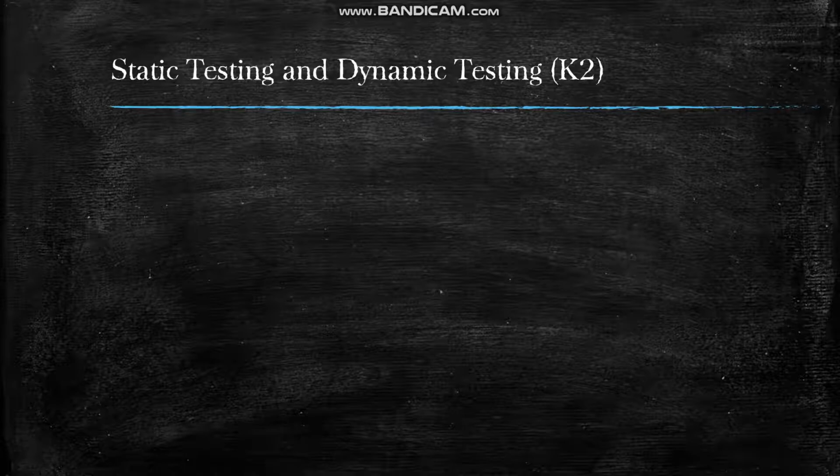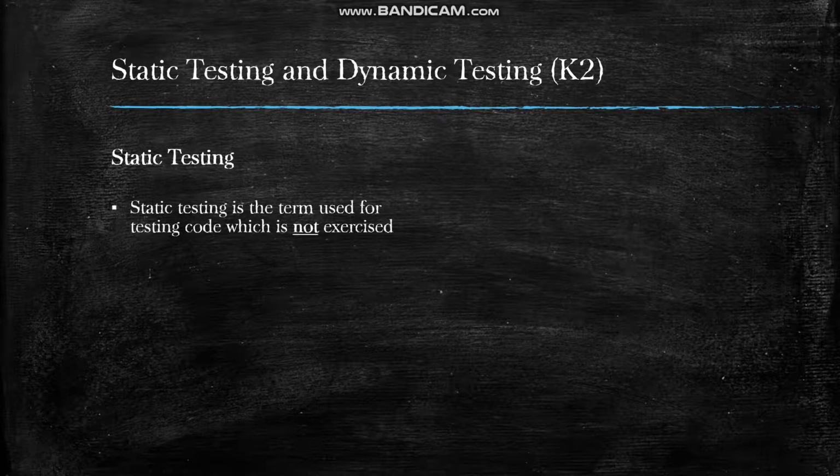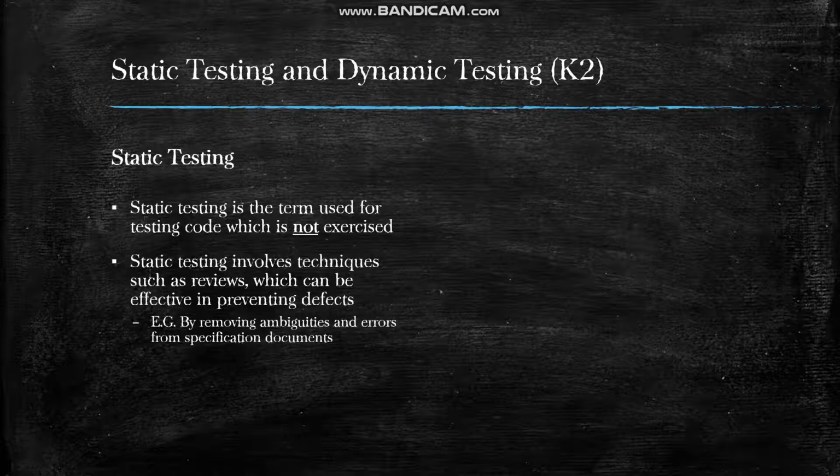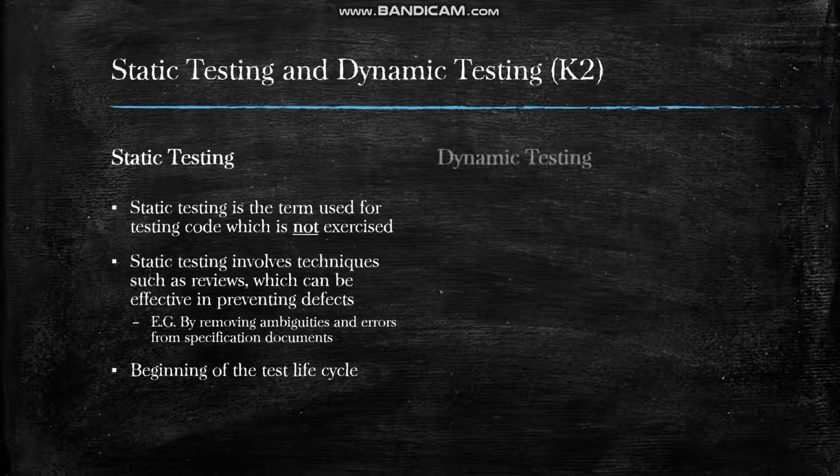Now, there are two main types of testing: static testing and dynamic testing. Static testing is the term used for testing when the code is not being executed, not being exercised. Static testing involves techniques such as reviews, and reviews involve lots of meetings, for instance. We will be going in depth into reviews, but right now what you need to know mainly is that static testing is about not having code being exercised. Static testing tends to happen towards the beginning of the test lifecycle, so in the early stages.